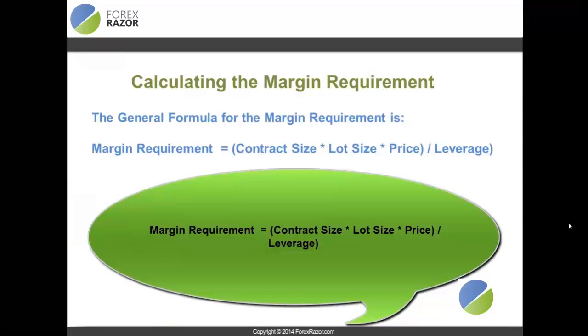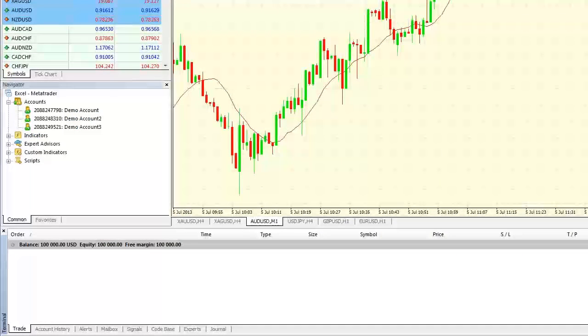Now getting down to calculating the margin requirement, in order to calculate the margin for any open trade or trade position that you have on your account, the following general formula is used. Margin requirement is equal to contract size times the lot size traded, that is the size for the trade position which you have opened, times the price, that is the open price at which the trade has been opened, the product of all that divided by the leverage of your account. Let's consider the example on the platform itself.